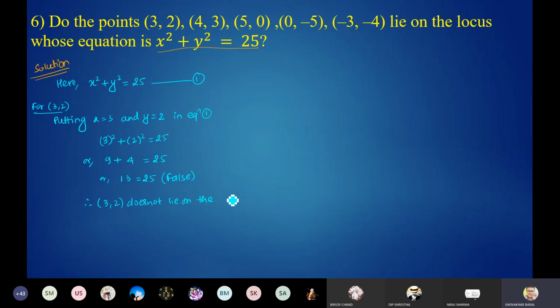The locus of the equation x square plus y square equals to 25. Please go on checking for other points. Do it yourself and let me know whether these points lie on this locus or not.